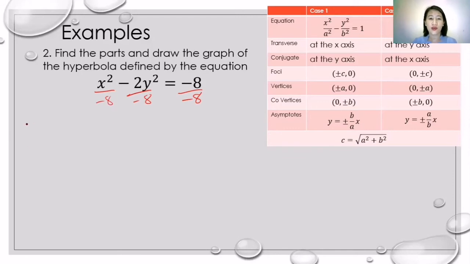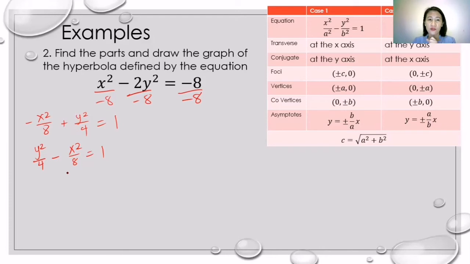Okay, so with that, you're going to have negative x squared over 8, negative, negative, so that becomes positive 2 over 8, which is actually 1/4. So you have y squared over 4 equals negative 8 over negative 8, which is positive 1. We can rewrite this as y squared over 4 minus x squared over 8 equals 1. You have a positive term, a negative term, equals 1. So it's easier for us to now determine which is A and B.